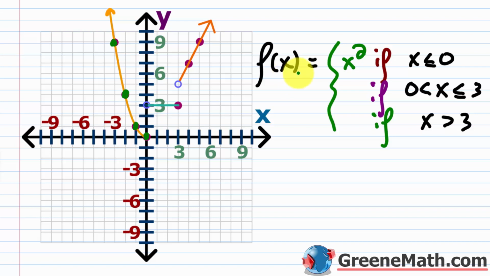So this is f of x is going to equal x squared if x is less than or equal to 0. Now, when x is larger than 0, up to and including 3. So 0 is not included here. You see that's why there's an open circle. 3 is included. That's why that's filled in.